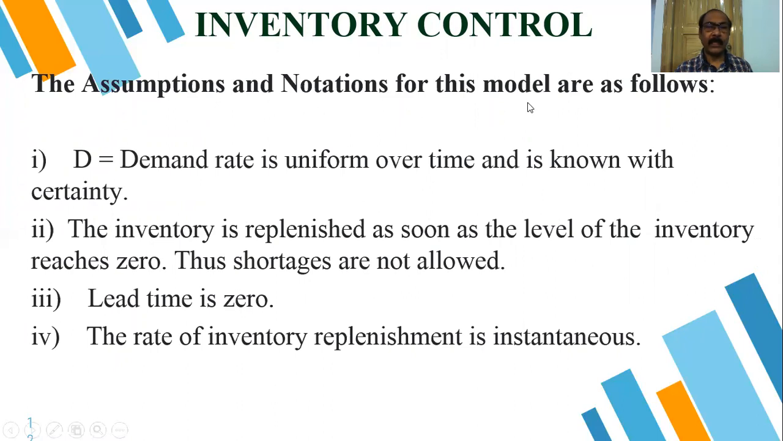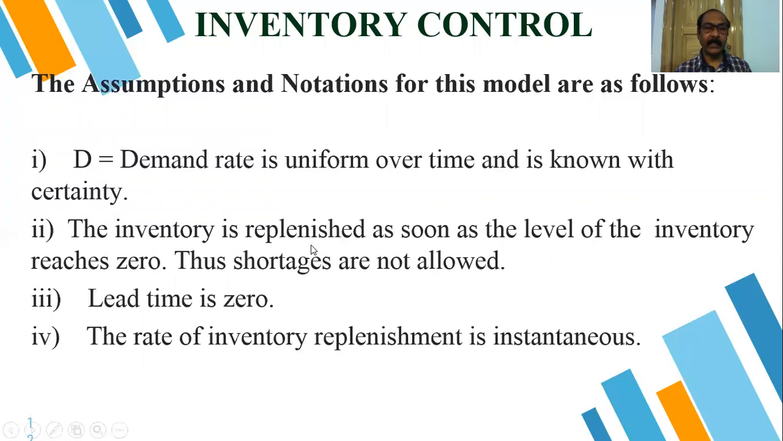A few assumptions and the notations for these models are as follows. D is the demand rate, uniform over time and known with certainty. That means we know how much demand we have for our production, that is, how much quantity of finished goods of that particular item we need to produce for one year or in a fixed time.